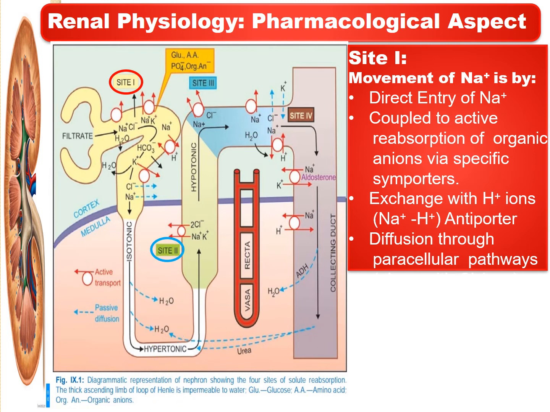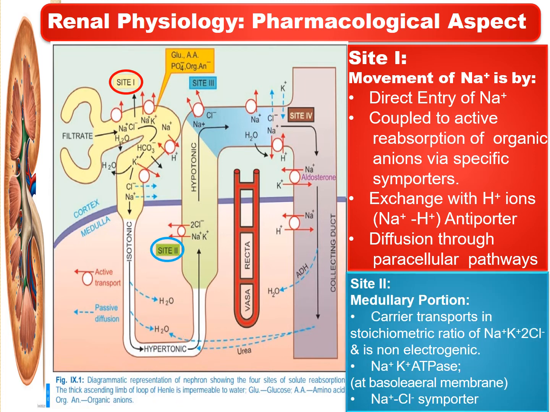This one is site 2. At site 2, it is at the medullary portion of the kidney. The portion of the nephron located at the medullary portion carries the transport in the stoichiometric ratio of sodium, potassium and 2 chlorides. This is non-electrogenic.